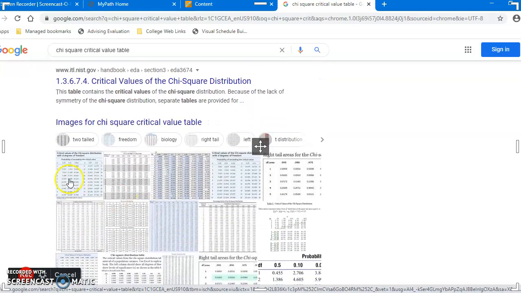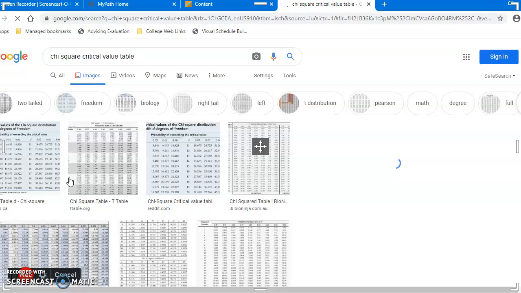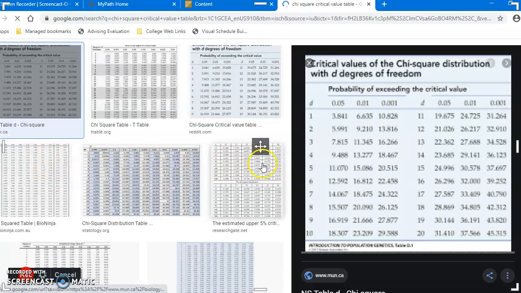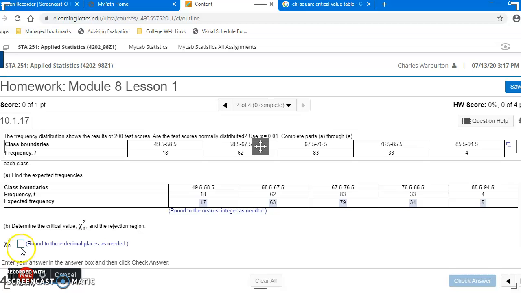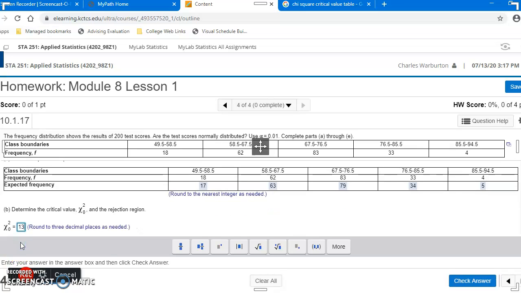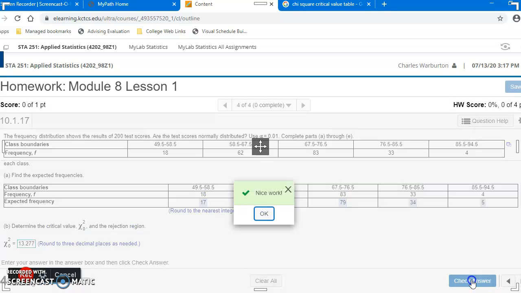Let's look at one of these, hopefully it will give us something a little bit better. 4 degrees of freedom, alpha value 0.01: 13.277. 13.277 is the critical value. That was just from the table. I just Google searched the table.